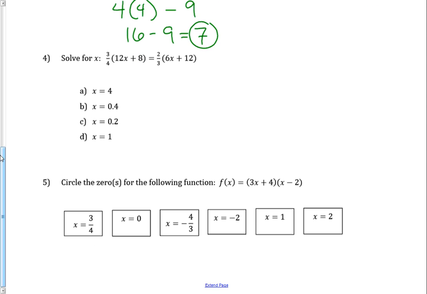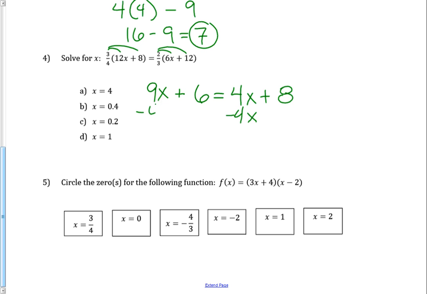Number 4, solving for x, we need to distribute. Even though they're fractions, we still distribute just like we would if there were any other number in front of the parentheses. So on the calculator, you just have to do 3 divided by 4 times 12, which would give you 9. 3 divided by 4 times 8 would give you 6. On the other side of the equal sign, 2 divided by 3 times 6 would give you 4. And 2 divided by 3 times 12 would give you 8.